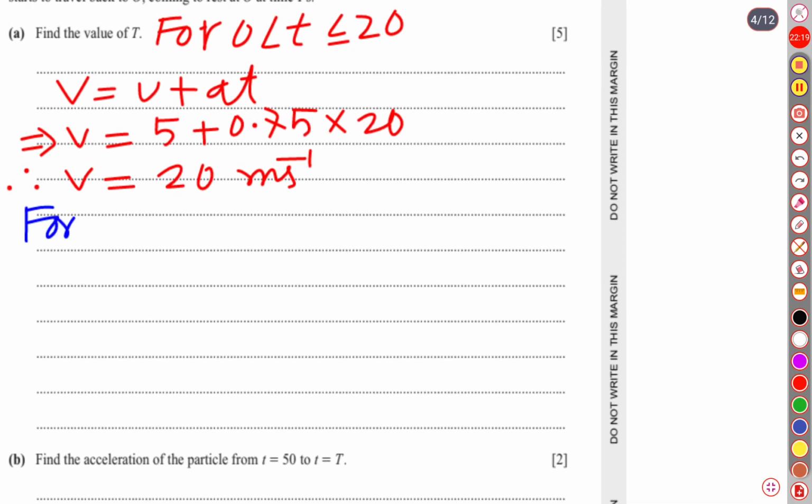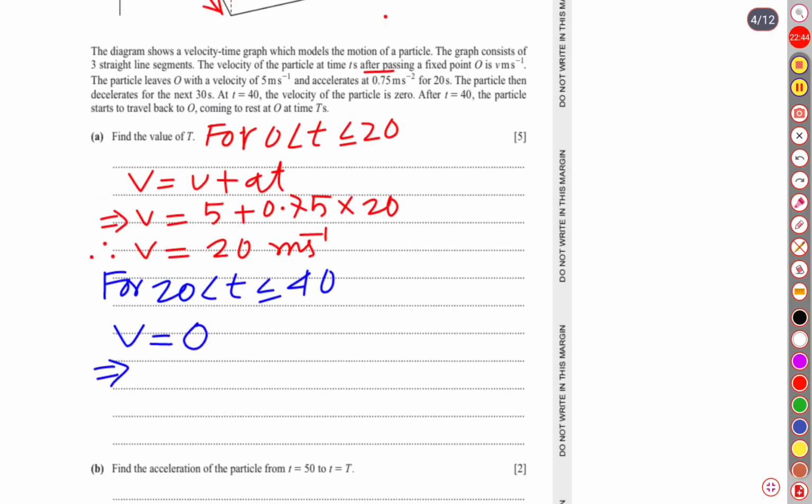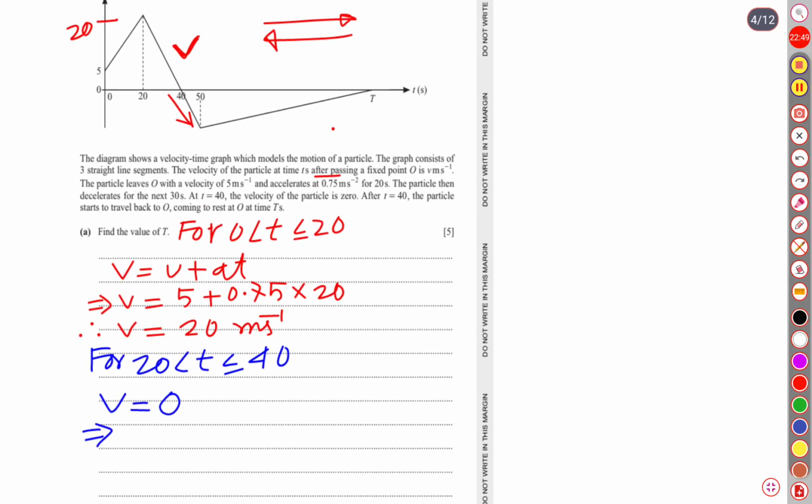For the next phase, from 20 until 40 seconds, the same formula, the SUVAT formula, we are going to apply. V is equal to 0. Velocity is 0. Look at this. If I show you from the graph, at the 40th second, the velocity was 0 at this point.